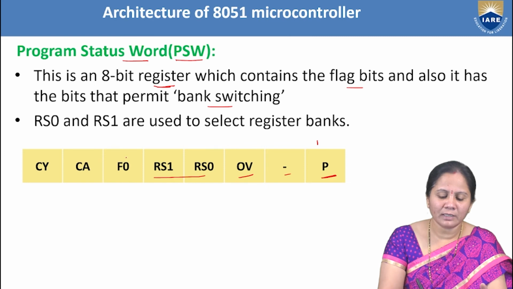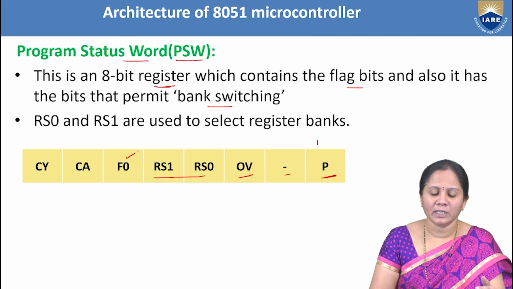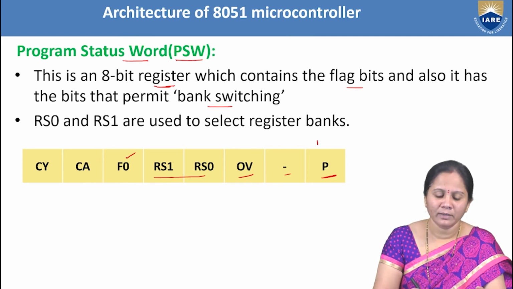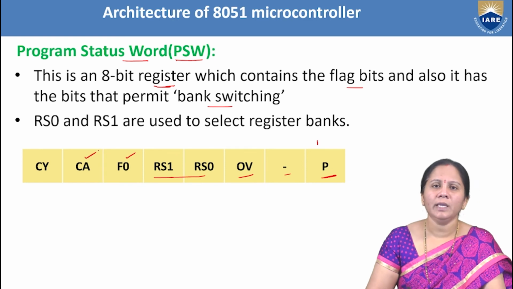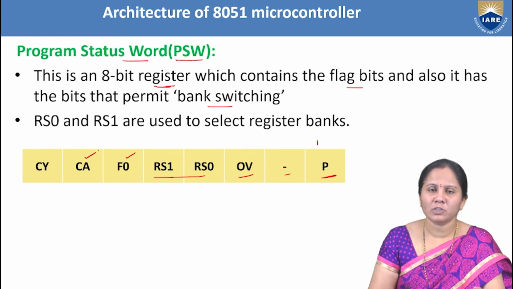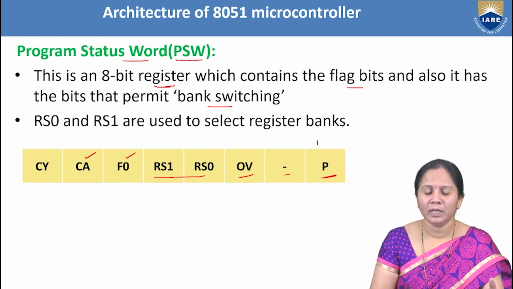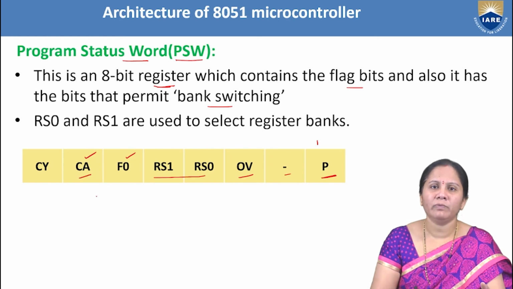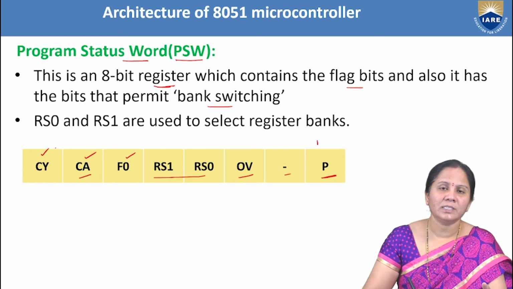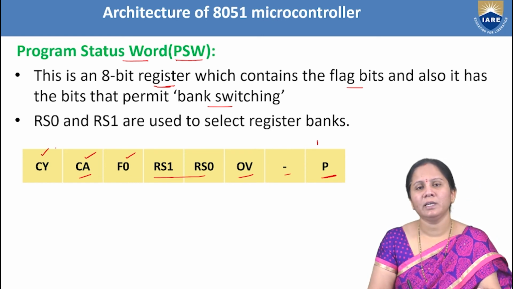The next bit is F0, which is related to a flag bit. And this is AC, which is called auxiliary carry. If there is any carry from the lower nibble to the higher nibble, or if there is any borrow from the higher nibble to the lower nibble, then this auxiliary carry flag bit will be set. And another one is here, CY. CY represents the carry flag.